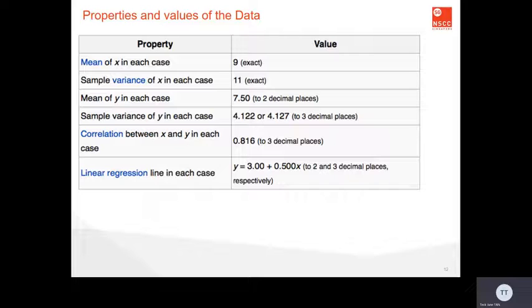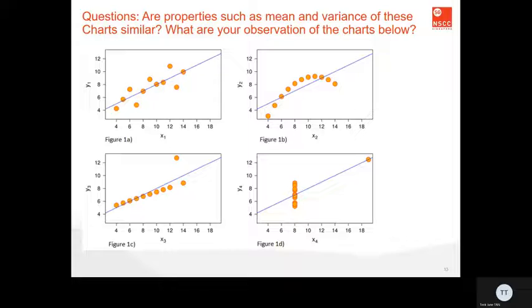These 4 datasets have similar properties and values, whereby the mean of X in each case is 9. Sample variance of X in each case is 11. Mean of Y in each case is 7.5. Sample variance of Y in each case is 4.12. Correlation between X and Y in each case is 0.816. And the linear regression line in each case is Y equals 3 plus 0.5X. When you draw charts using these 4 sets of data, they look so different.